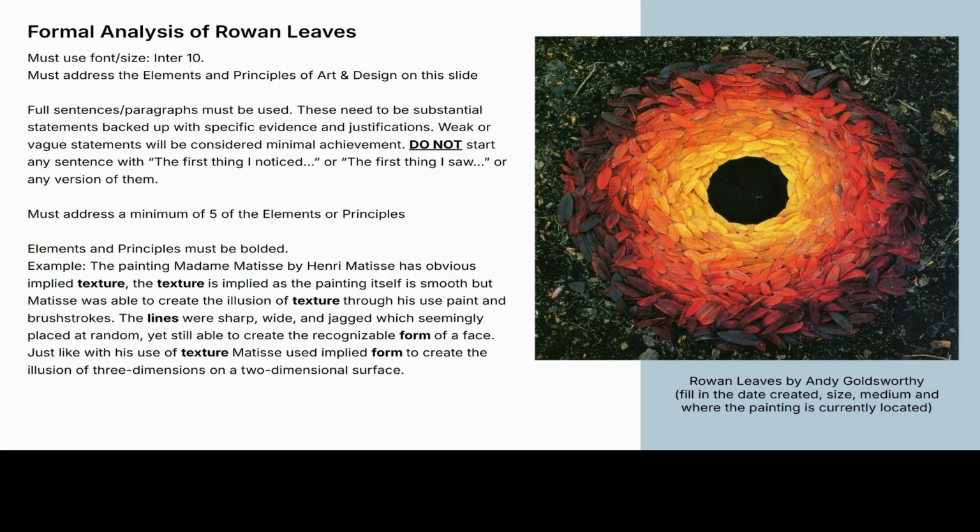You're then going to repeat that entire process for Rowing Leaves. So delete this text, find 5 elements and principles from your graphic organizer, put them on this slide, make sure that they make sense, okay? Give me paragraphs, make sure that they're sentences, look at that feedback I gave you on turnitin.com, make sure that they are bolded in those sentences. Then you're also going to need to find the date created, the size, the medium, and where this is currently located.